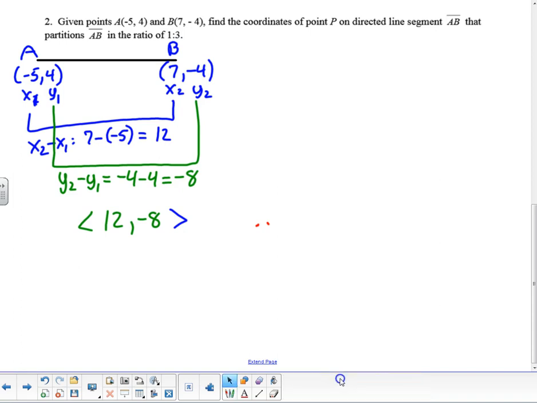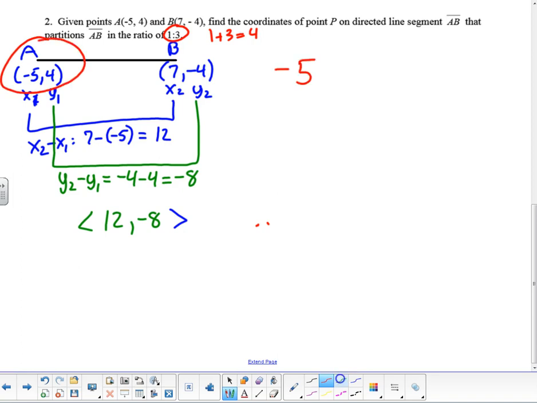Okay, so now we got to deal with this 1 to 3. Well, 1 plus 3 is 4, so that's going to be the denominator of our fraction. And we have to make sure that we pick our starting point. So let's do the x first. So it's going to be negative 5 plus 1/4. And the 1 comes from this one right here. That's our numerator. The 4 comes from adding these two together. So negative 5 plus 1/4 of our x component, which is 12.